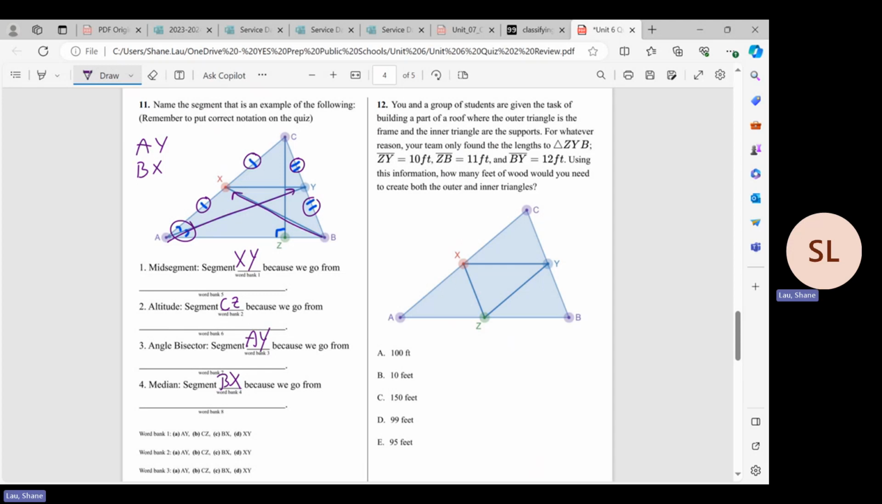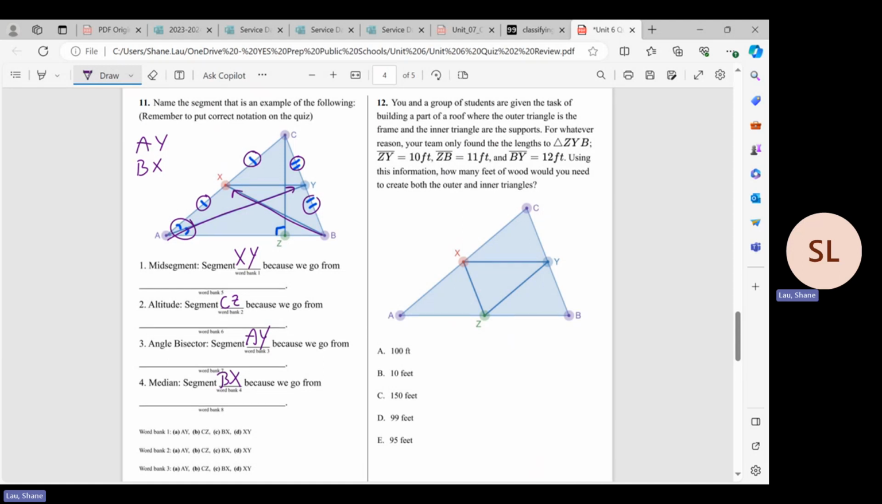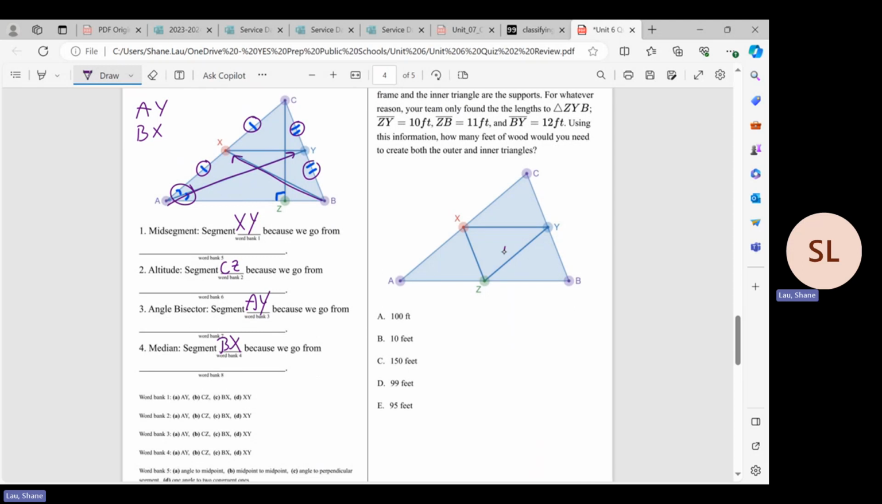Now for number 12, this is a word problem question. I don't have the time to do the word problem, but I'm going to set it up for you guys. So if we look at ZY, this is going to be 10. We look at ZB, it's 11, and BY is 12. And we're going to basically do what we did in the last problem where we saw something like this with the mid-segment triangle.